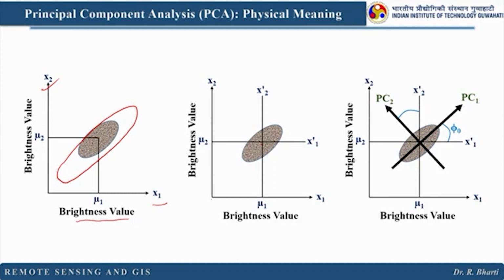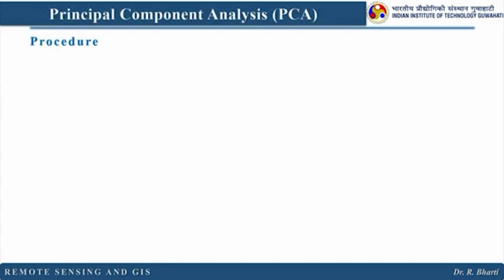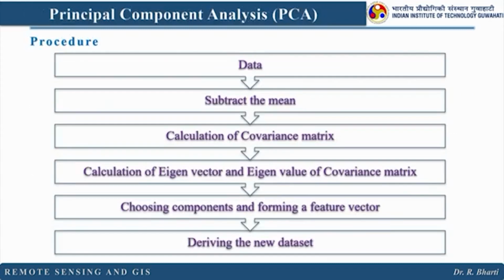This is very important, not only in terms of remote sensing, but in any kind of data analysis, you can easily apply this principal component analysis. So, this is the procedure of how we apply it. We have data, then subtract the mean, calculate the covariance matrix, eigenvalue, eigenvector, choose components, form a feature vector, and derive the new data set. This we have already seen.